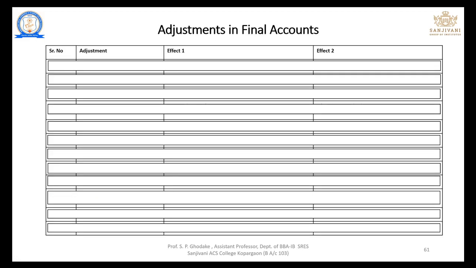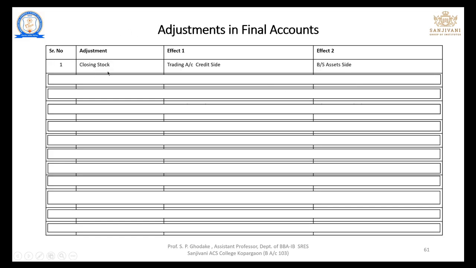So we'll see there are certain adjustments which are given while solving the numericals with respect to the final accounts. First we'll see the first adjustment, that is closing stock. And there are two effects of a closing stock.